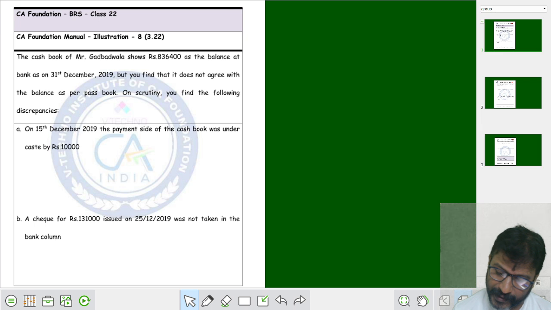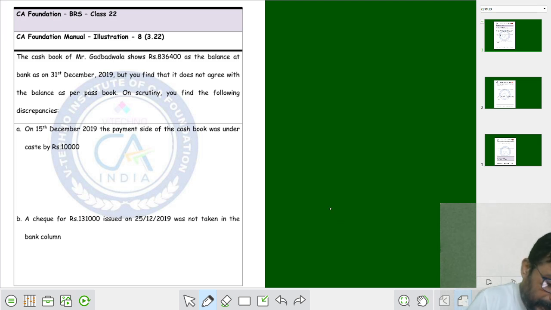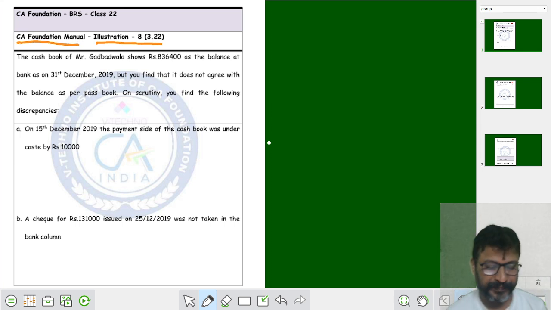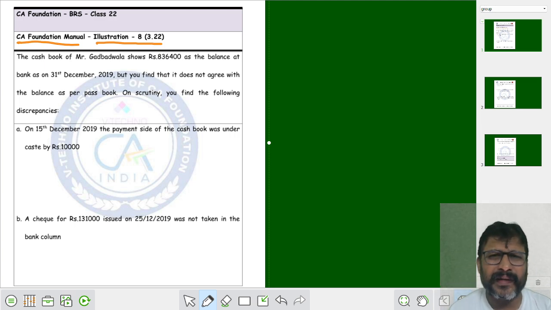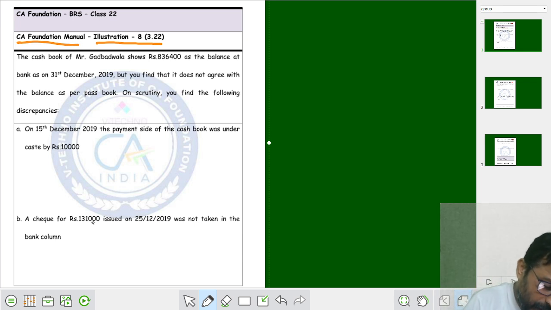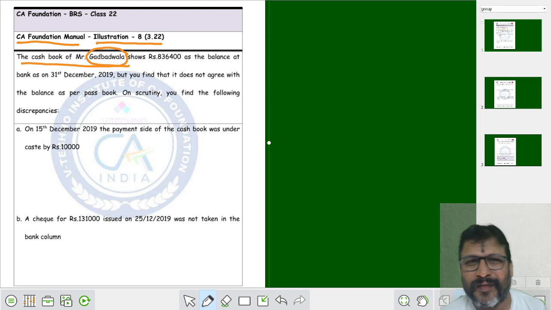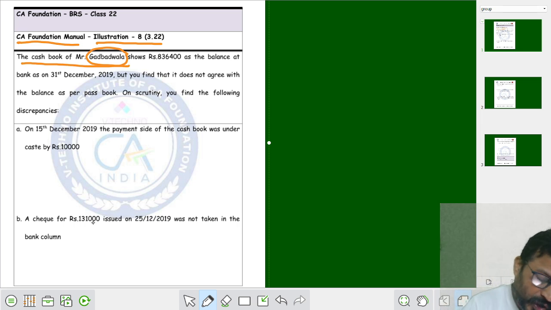Okay. Now, my dear kids, this question was given in CA manual material, illustration 8. Page number may differ because from one year to another, the number of pages may increase. See here, the cash book of Gadbadwala. Oh, what a super name, right? The cash book of Gadbadwala showed 8,36,400 as a balance at bank.